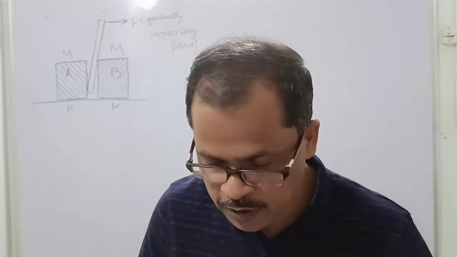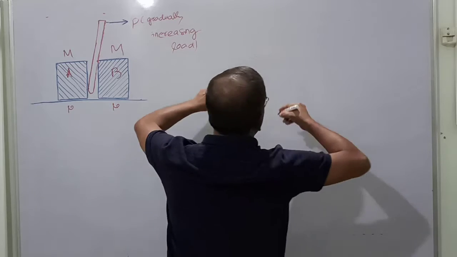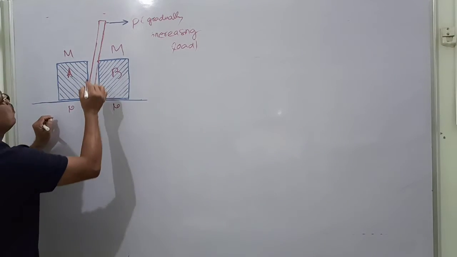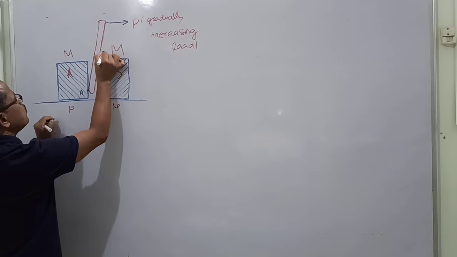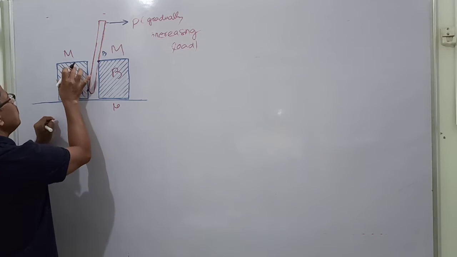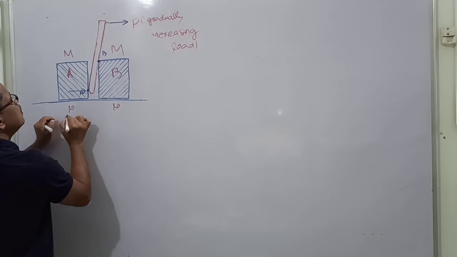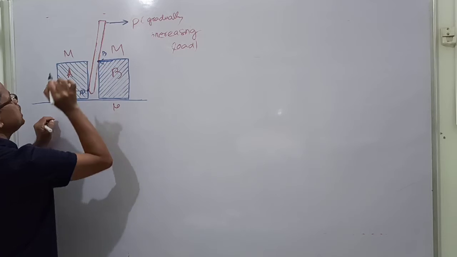Please go through the figure. I am explaining, look. These are the two blocks. This is the contact point. Let the contact point be A here, and let the contact point be B here. Now block A will give a reaction on the rod in this direction, and body B will give a reaction on the rod in this direction.